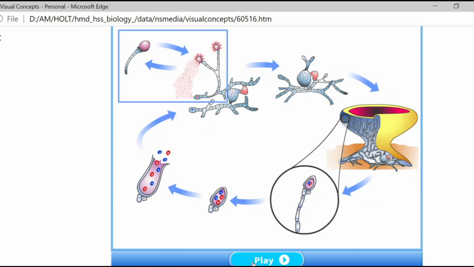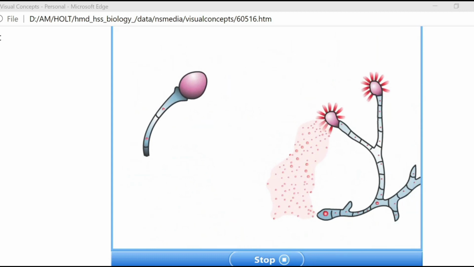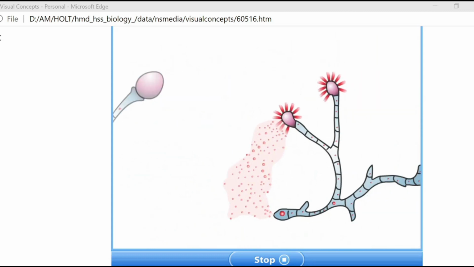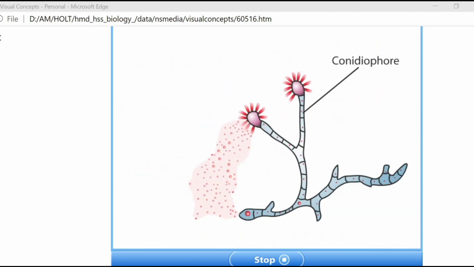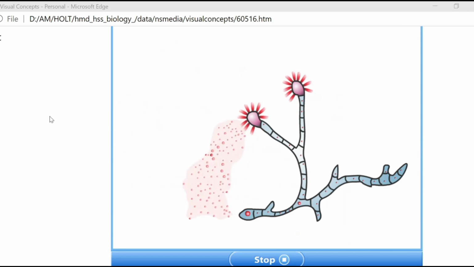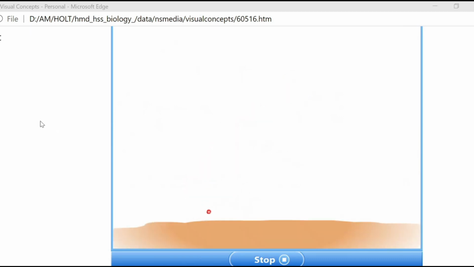Let's listen together. In Ascomycetes, or sac fungi, asexual reproduction is more common than sexual reproduction. Specialized hyphae, called conidiophores, produce haploid spores called conidia. Conidia occur in many different sizes and shapes, and they are responsible for the color of many Ascomycetes. Wind and water disperse the conidia. If they settle in an appropriate environment, the conidia germinate, forming new mycelia.